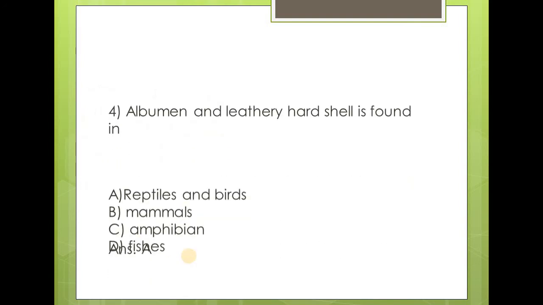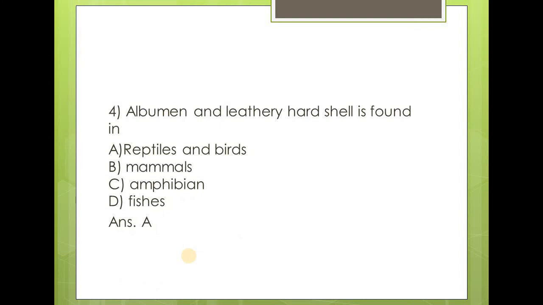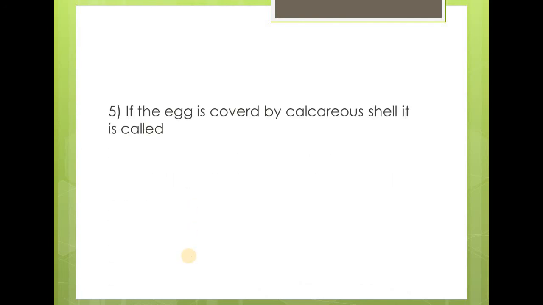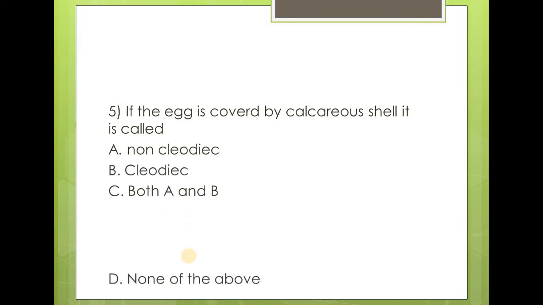The albumin and leathery hard shell is found in reptiles and birds, in mammals, in amphibians, or in fishes. Obviously it is found in reptiles and the birds. The egg covered by calcareous shell is called non-cleidoic egg, cleidoic egg, both A and B, none of the above. So if it is covered with a calcareous shell, it is called a cleidoic egg.